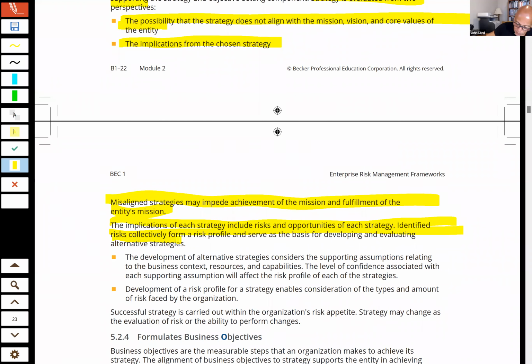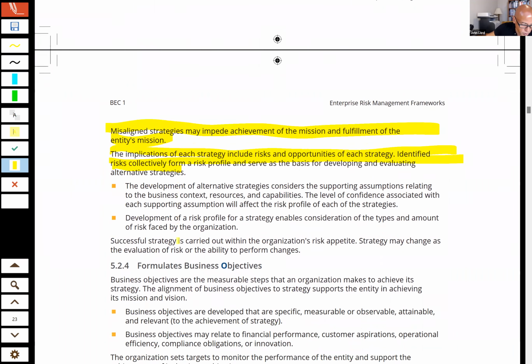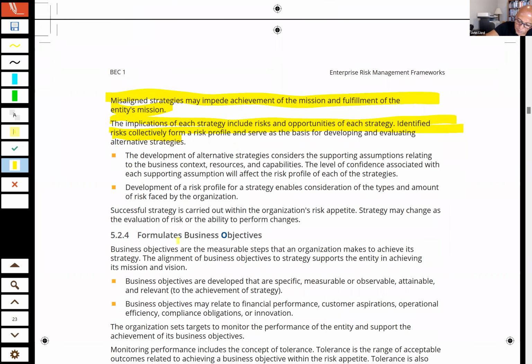Okay. Now, coming over and taking a look at the development of alternative strategies considers the supporting assumptions relating to the business context, resources, and capabilities. And the development of a risk profile for a strategy enables consideration of the type and amount of risk faced by the organization. So once we've gone through that process, we've seen how the different opportunities are going to relate. We can formulate the business objectives.